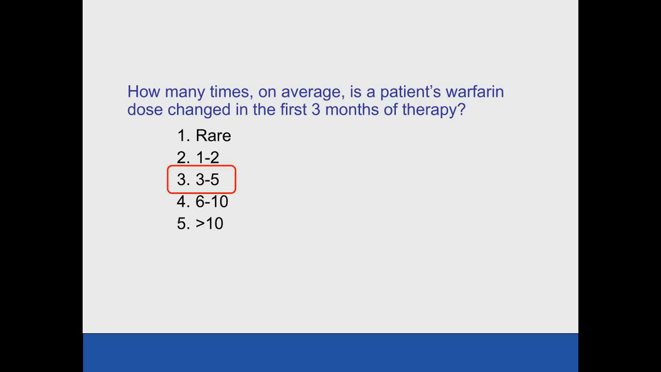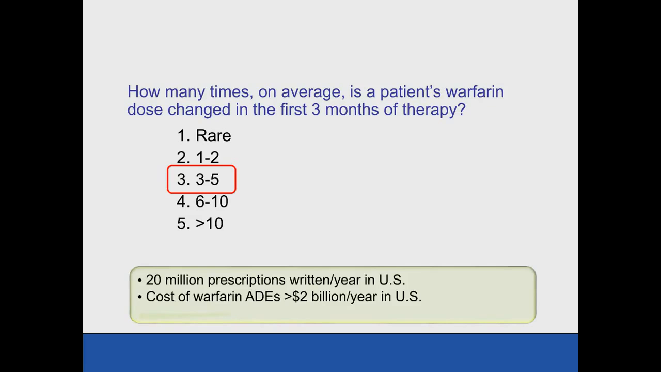The answer on average is 3 to 5 times. So every new patient that starts on warfarin experiences a dose change, on average, 3 to 5 times. The likelihood that a dose change is not going to occur is rare, and there are some patients that require up to 10 different dose changes to reach steady state. As a result, there are 20 million prescriptions written per year in the U.S.